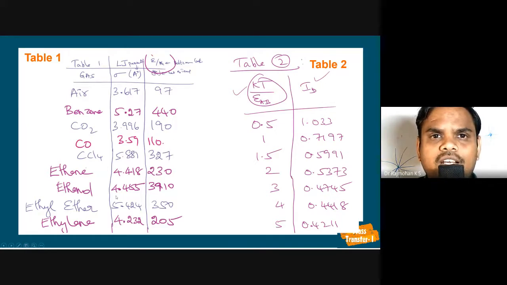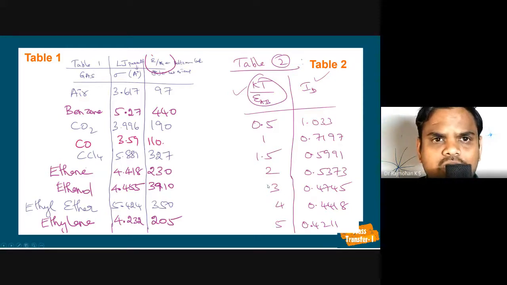We are going to make use of the table 1 data and table 2 data. Table 1 gives the Lennard-Jones parameter sigma for different substances, gaseous molecules, including hydrogen, and the epsilon by k value. We have to note that data down. In table 2, once we get the epsilon by k value, the absolute temperature T divided by epsilon by k gives the kT by epsilon value. Once we determine that value, the corresponding value can be taken from this equation.